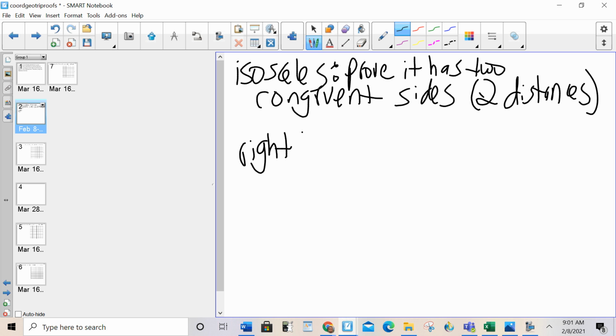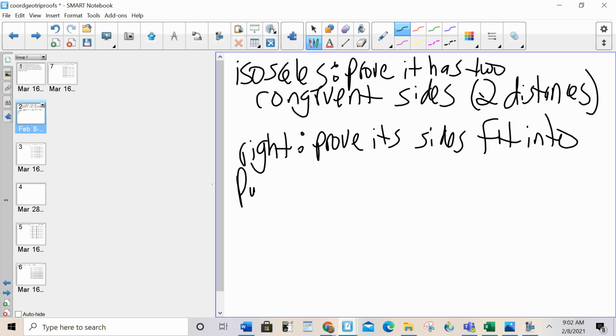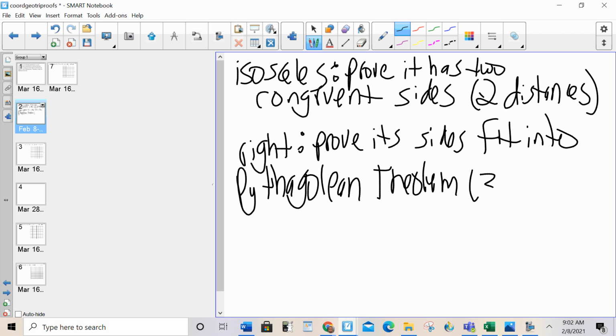And in order to prove that a triangle is right, we're going to prove its sides fit into Pythagorean Theorem. And in order to do that, we are going to calculate 3 distances.